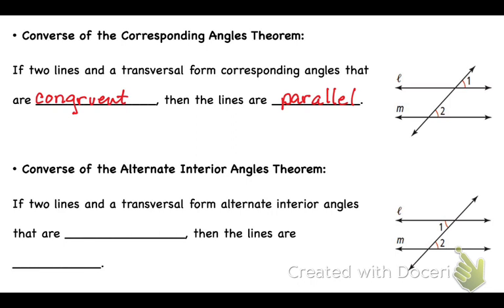The corresponding angle theorem said if two parallel lines are intersected by a transversal, then corresponding angles are congruent. This one says if two lines and a transversal form corresponding angles that are congruent, then the lines are parallel. Okay, so what could we now add to our two lines? The arrows.